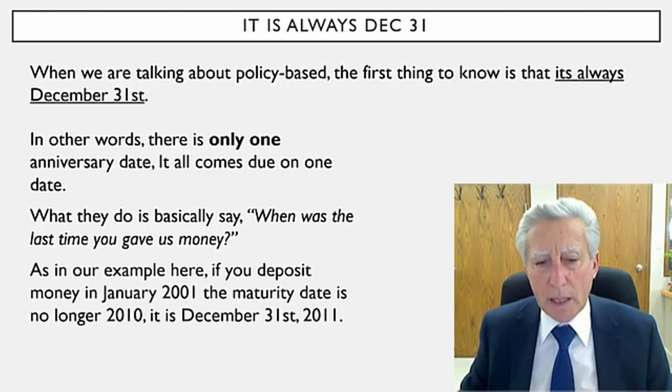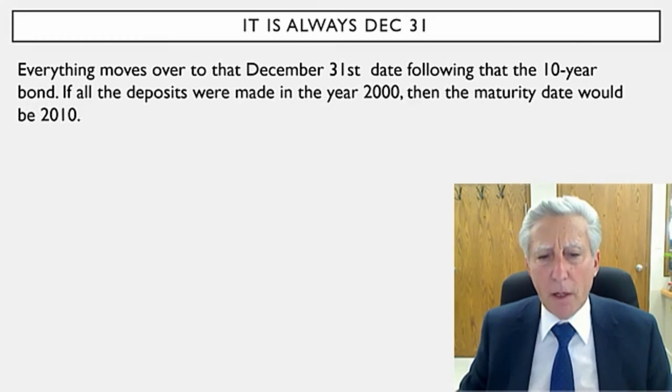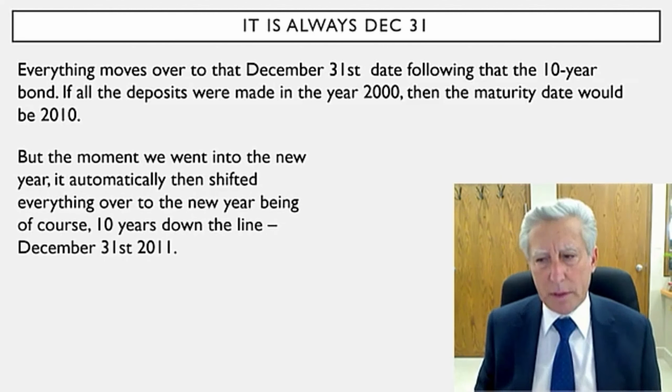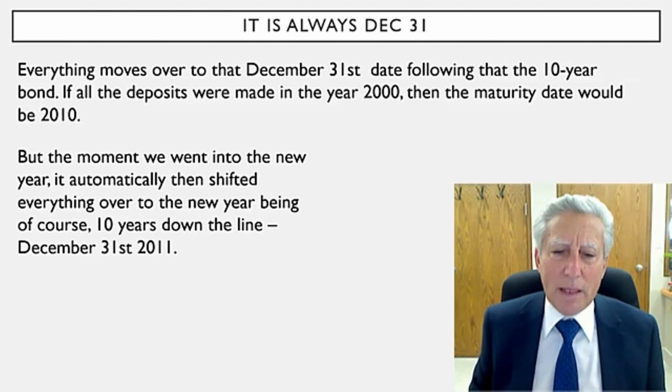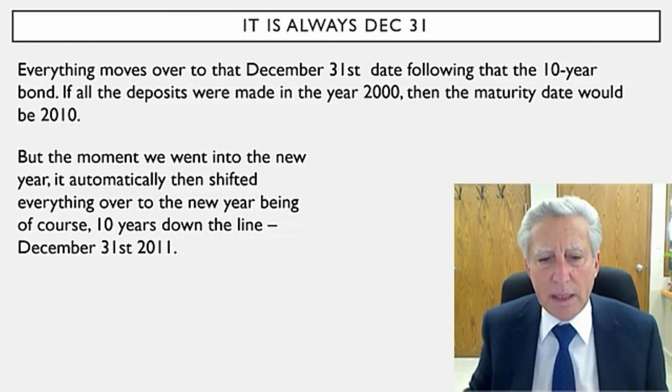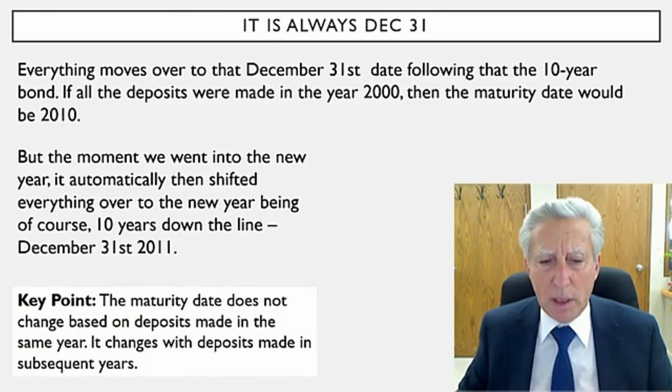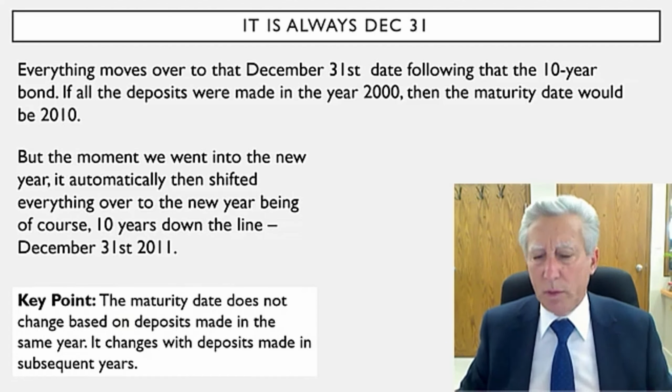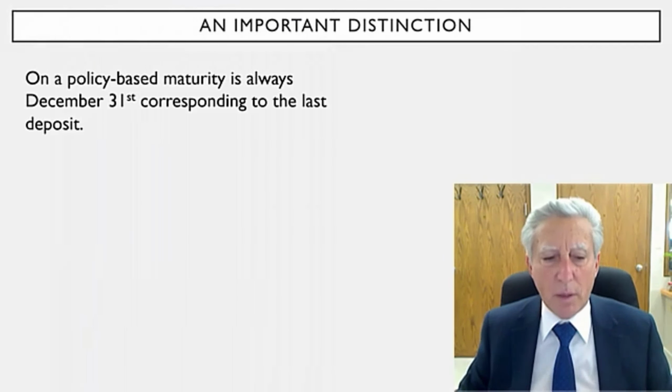To December 31st. So in our example here, if you deposited money in January 2001, the maturity date is no longer 2010, it is now December 31st, 2011, you see. And that's a very important distinction to make, basically. Okay? If all the deposits were made in the year 2000, the maturity date will never change. You see. That's to say, monies that are given during that year itself, that's not a problem. They'll be just fine, right? But the moment you make a new deposit in the following year, then everything gets shifted basically for 10 years. In other words, the date does not change based on deposits in the same year, rather it changes when you make a deposit in the new year, and that's an important distinction. Okay, so on a policy-based guarantee, the maturity date is always December 31st from the last deposit. So that's again a very important distinction to make.